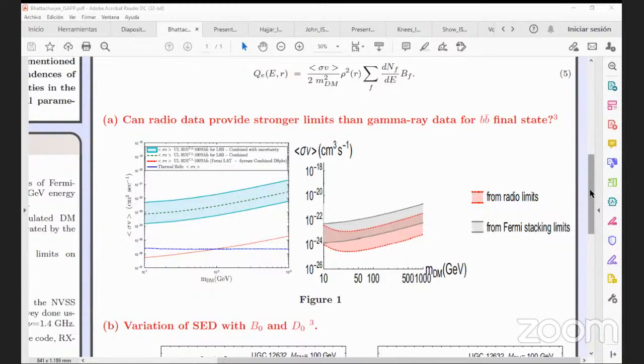So from here, we can say that in the case of the low surface brightness galaxy, radio could be one of the better probes than the gamma ray in order to estimate the possible dark matter signature from LSB galaxies.